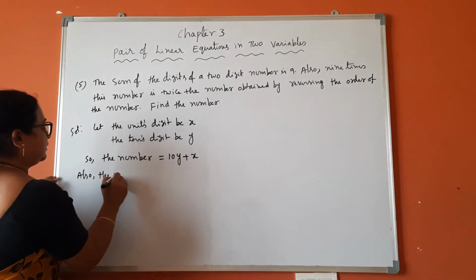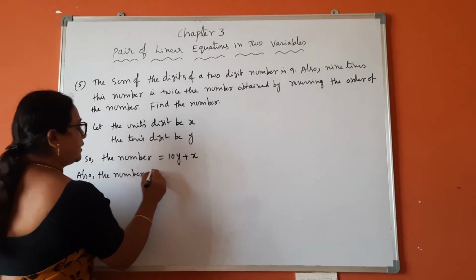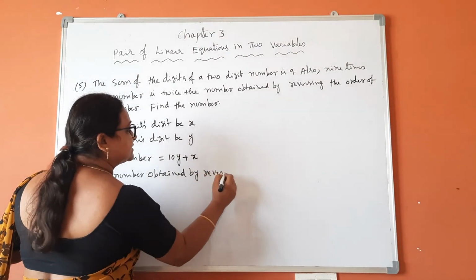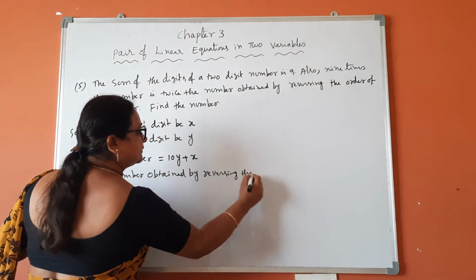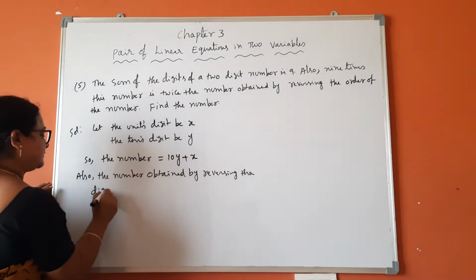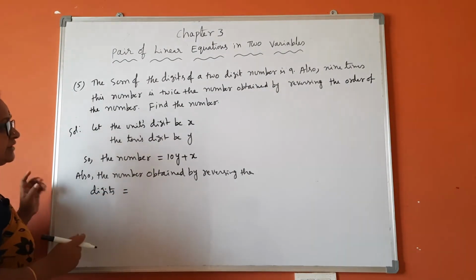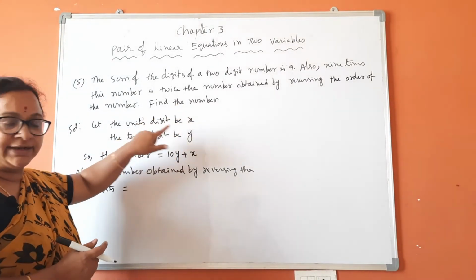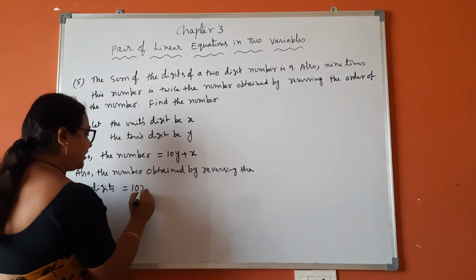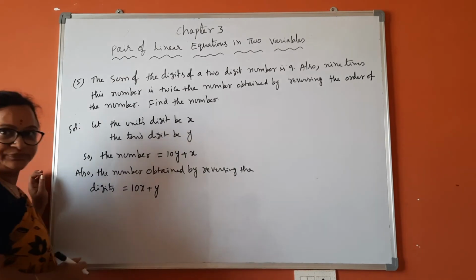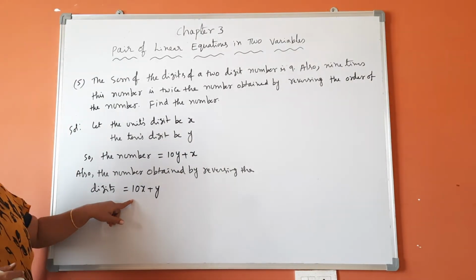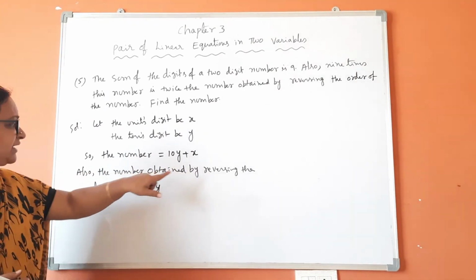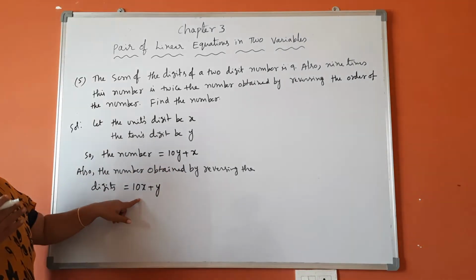Also, the number obtained by reversing the digits is equal to, reversing the digits means y will be in the units place and x will be in the tens place. So, 10x plus y. This is the number obtained by reversing the digits. Original number is 10y plus x and the number obtained by reversing the digits is 10x plus y.